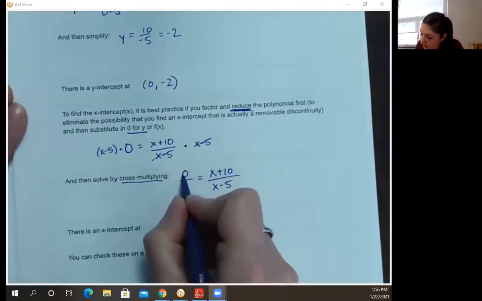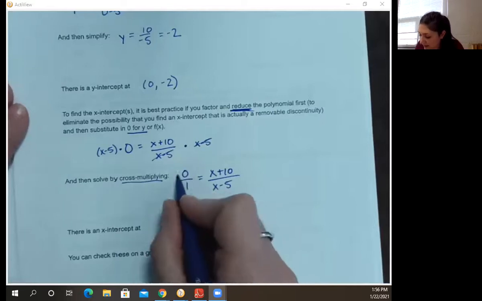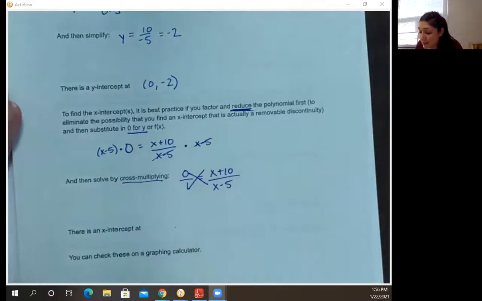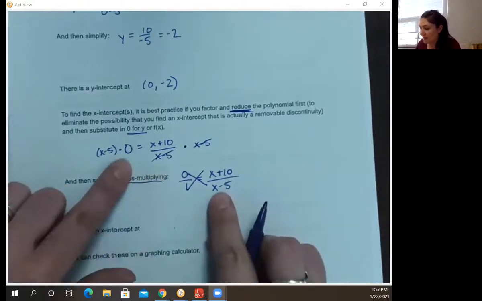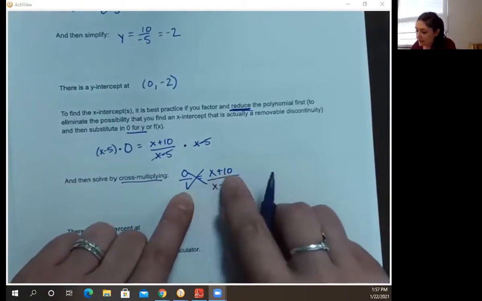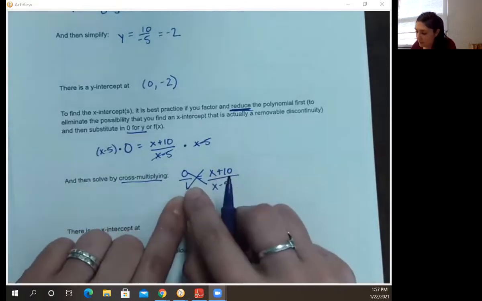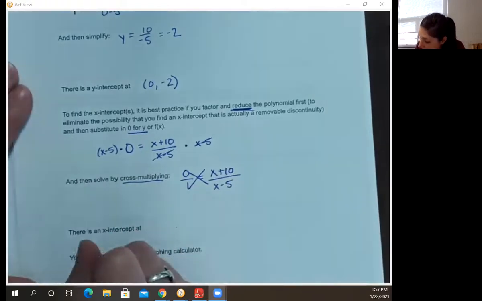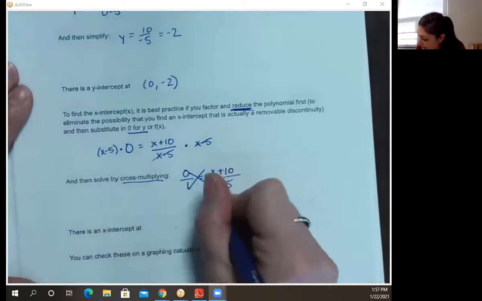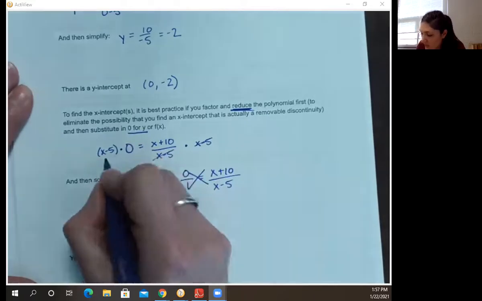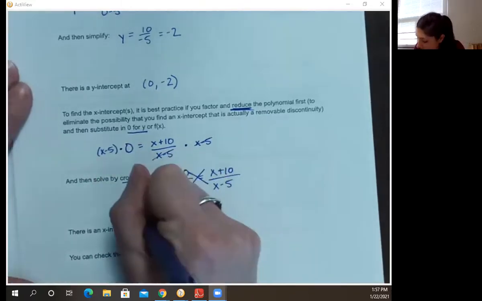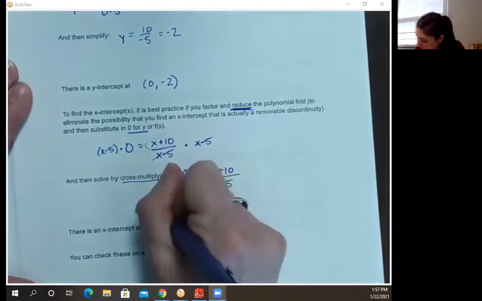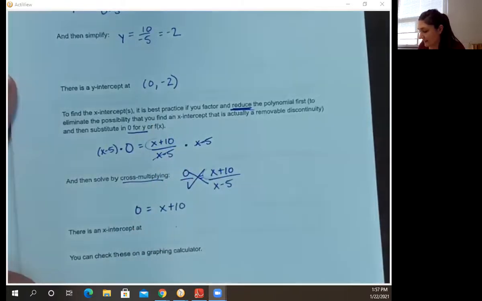So if I wrote that 0 as 0 over 1, so it looks like a fraction equals a fraction, and then I cross multiply, I end up with the same thing, 0 times x minus 5, and then 1 times x plus 10. This would always be 1, right? 1 times that top is just going to be the top. So either way, we end up with 0 times x minus 5, which is just 0. 0 times anything is just 0, equals whatever was on top here. So x plus 10 in this case.